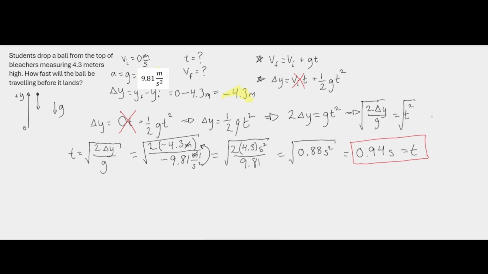And we started with this equation right here. That equation helped us find time. It was the only unknown. So now we have the time. Now I'm looking back at this other equation, and I'm saying, okay, I have an initial velocity, it's 0. I know what g's value is, and now I have a time. So I can solve for this final velocity.